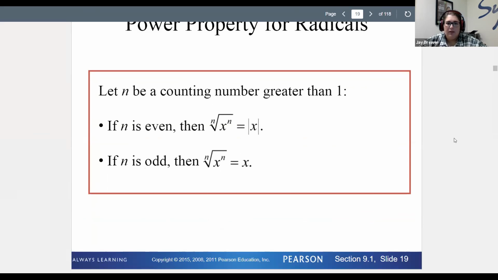All right, let n be a counting number greater than 1. If n is even, and your index and your exponent on the inside match, then it's equal to the absolute value of x. If n is odd and the index and the exponent match, then it's just equal to x. That's definitely something you should write down.